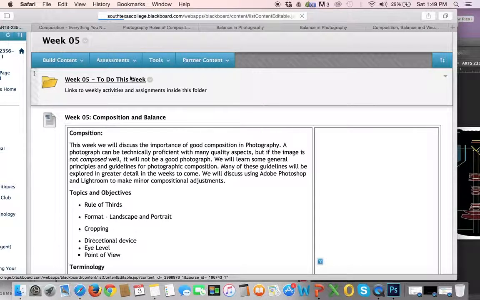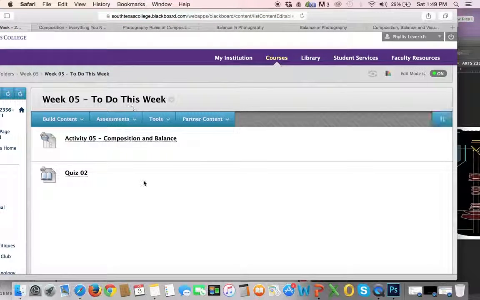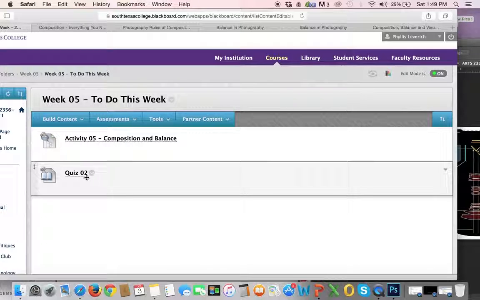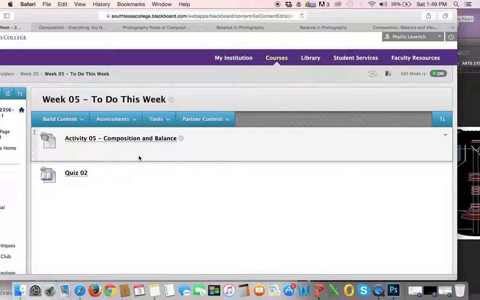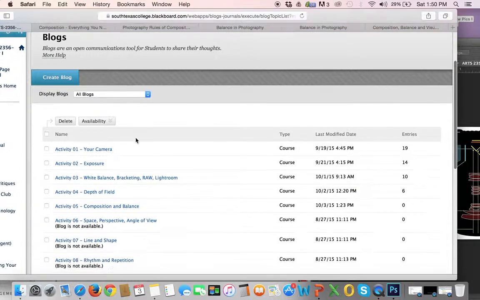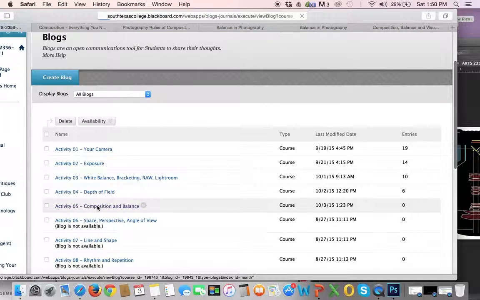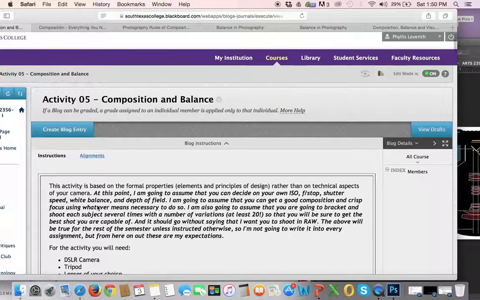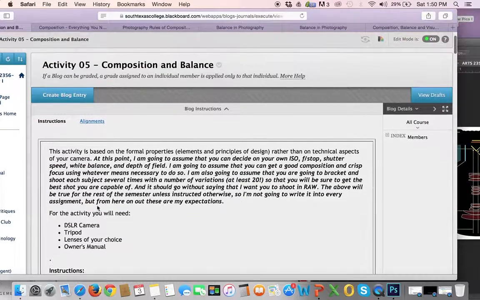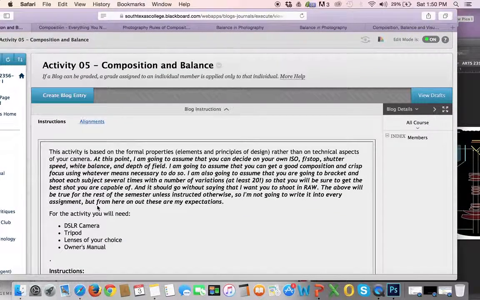In the to do this week folder, I think you guys have already taken the quiz. But I'm primarily going to focus on this activity where you're going to do composition and balance, and I will come back to this in another video and give you some instructions on this. So go ahead and do your reading and do your video watching and be practicing with Photoshop, and then come back to this assignment and I'll have another video for you.